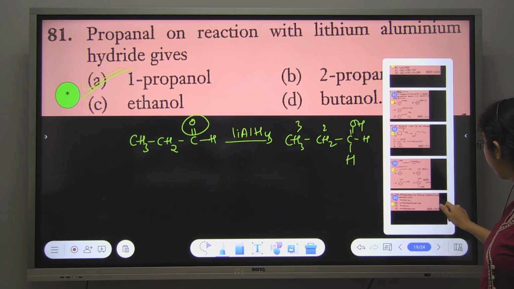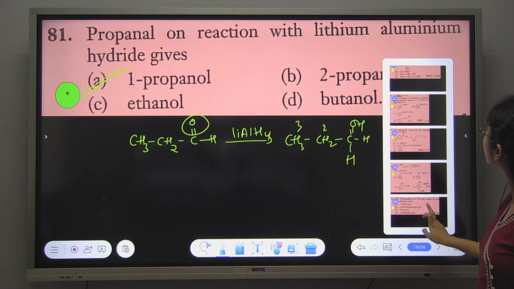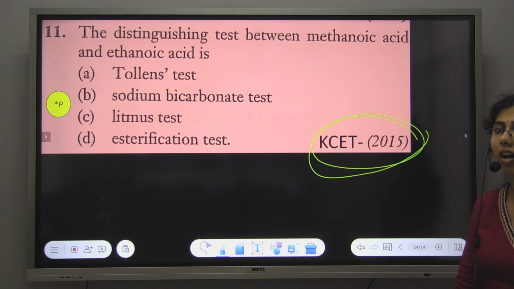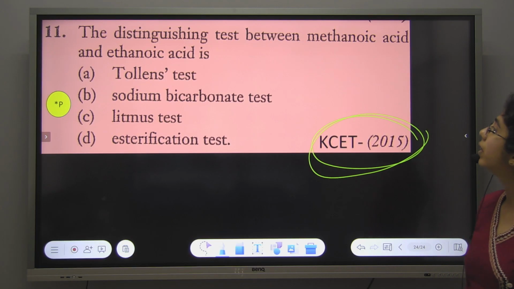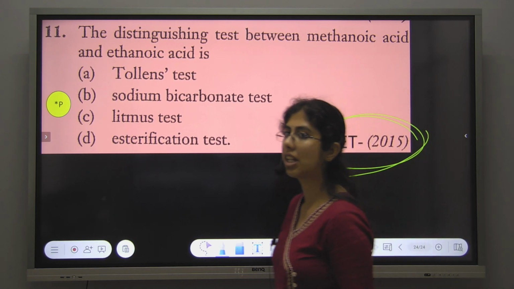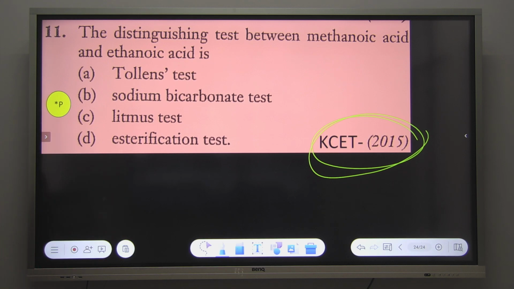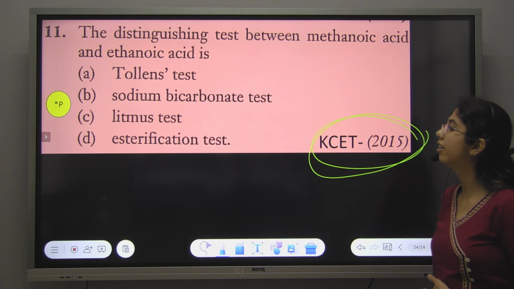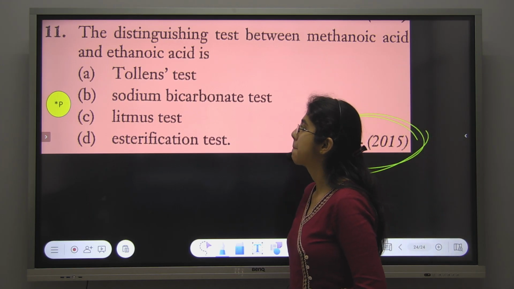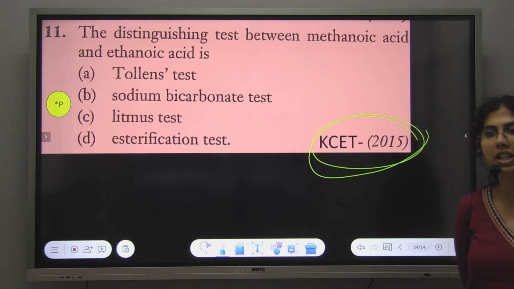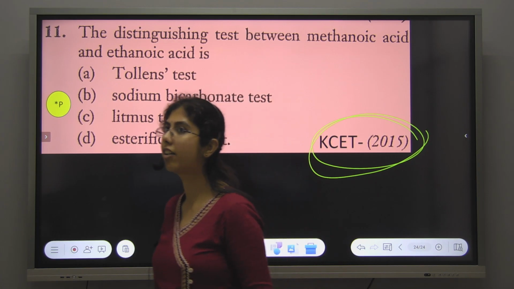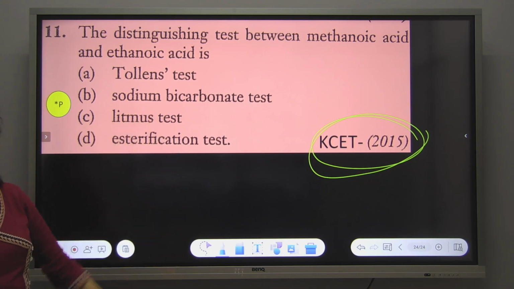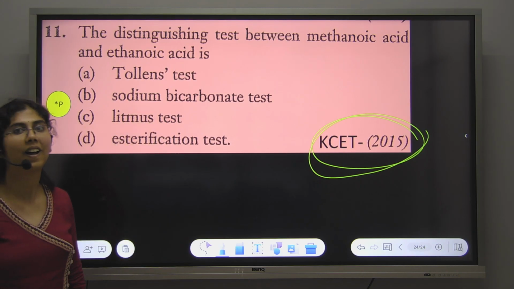Next. Look, this is a previous year question. I told you, right? Distinguishing tests are quite important. Test between methanoic acid and ethanoic acid. Option A, Tollens' test. Option B, Option D, esterification. How can you say some of you are saying it is Tollens' test? Some are saying option B, sodium bicarbonate test?